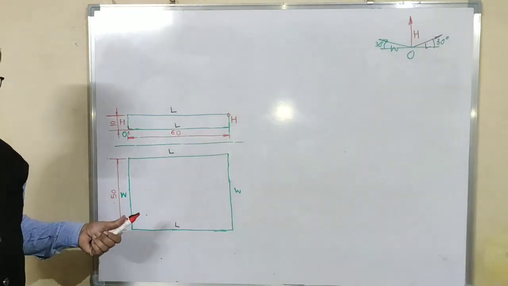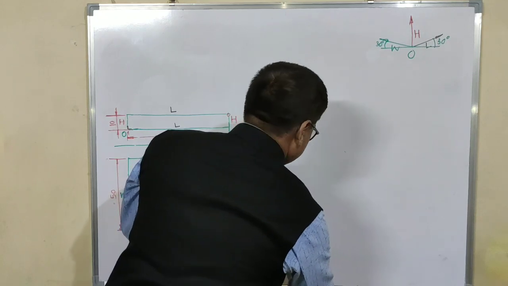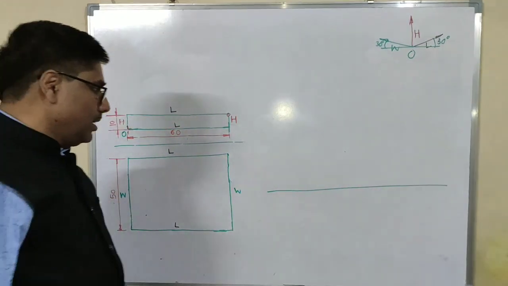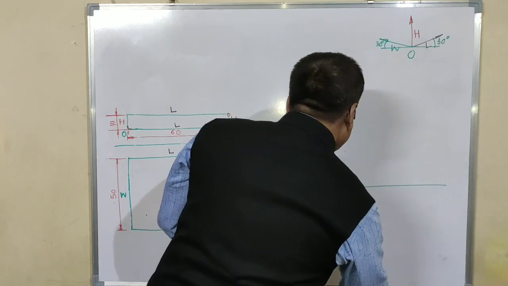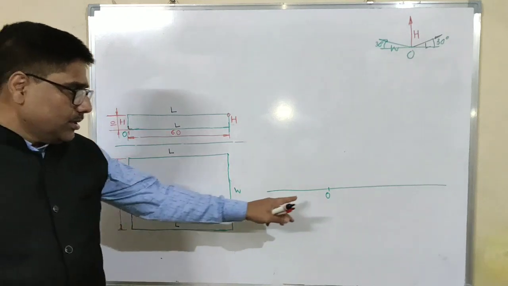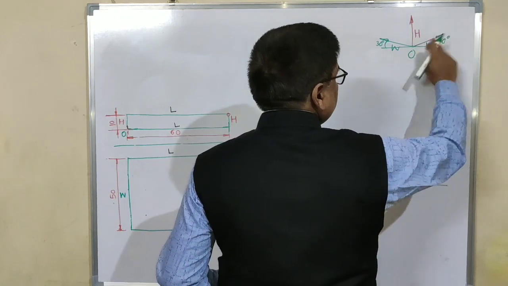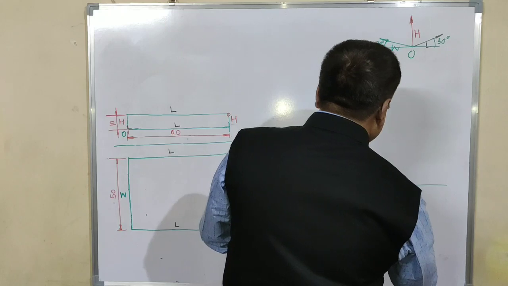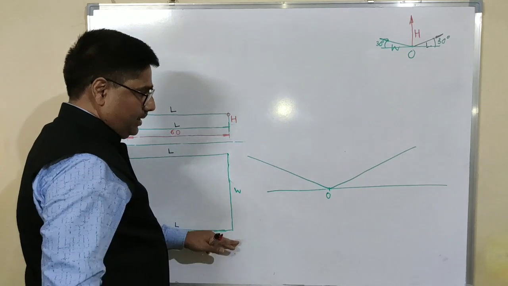Now, to draw isometric, first of all, we have to draw a horizontal line. Then take origin on this line. We shall take origin somewhere here. Now we are supposed to draw two lines starting from origin at 30 degree angle, one for length and the other for width. Line at 30 degrees, line at 30 degrees again.